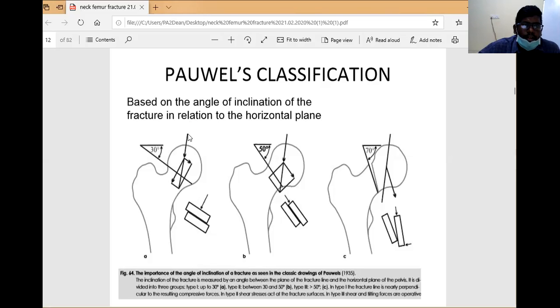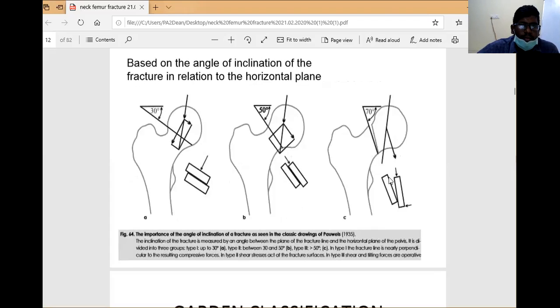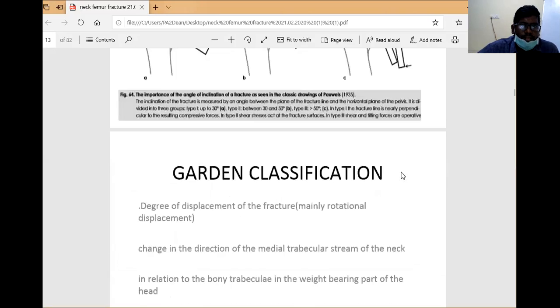Why? Because when there is weight bearing, the force is transmitted. The 30 degree fracture line is somewhat horizontal and it can transmit weight along the fracture to the distal femur. So these are mostly impacted or undisplaced fractures. So these are called stable fractures. And when you come to 70 degrees, it is more nearly vertical. Due to the weight transmission, there may be displacement. So this is an unstable fracture.